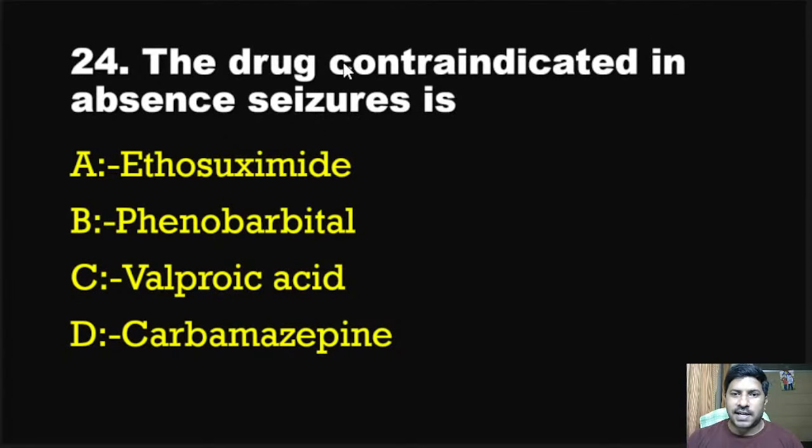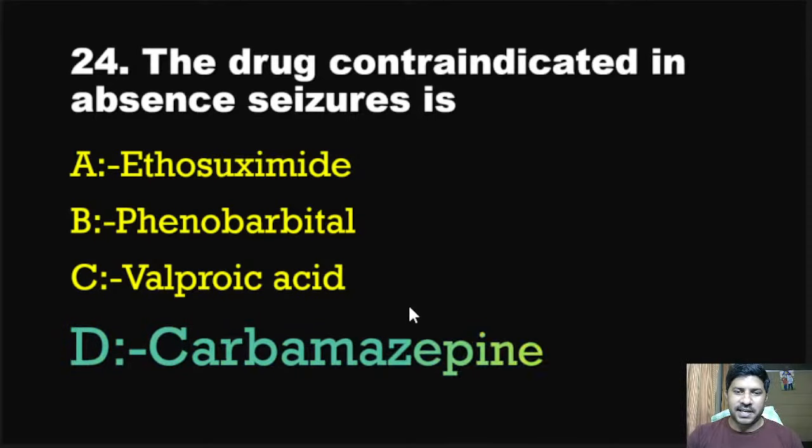24th question. The drug contraindicated in absence seizure is ethosuximide, phenobarbital, valproic acid, carbamazepine. The correct answer here is option D, carbamazepine. Carbamazepine is contraindicated in absence seizure because it aggravates generalized seizures, particularly absence seizures. That is why it is contraindicated.